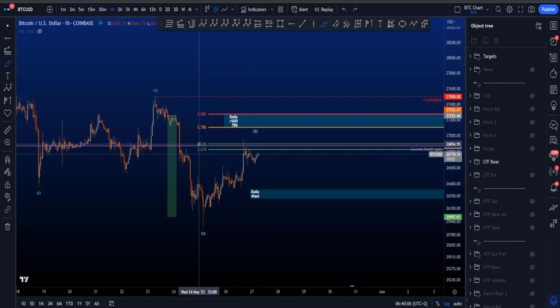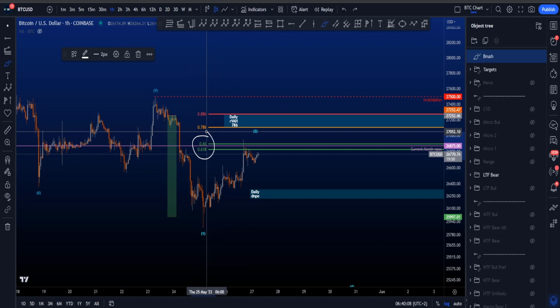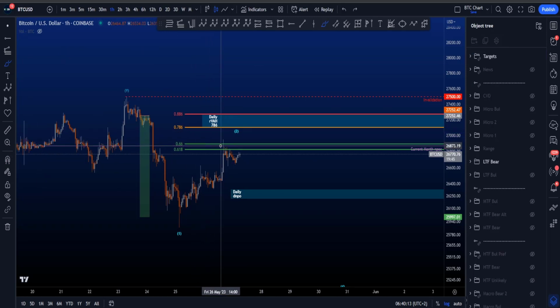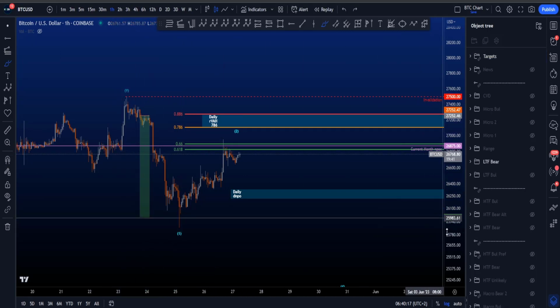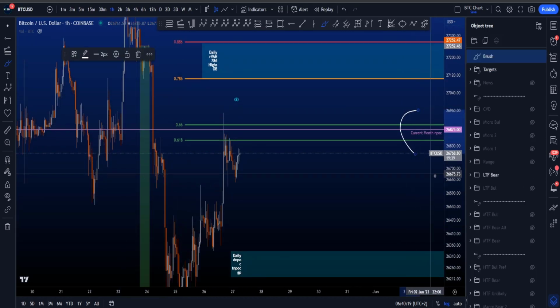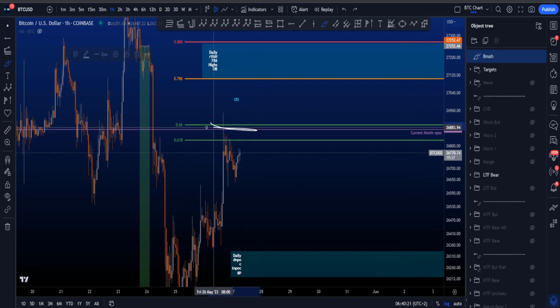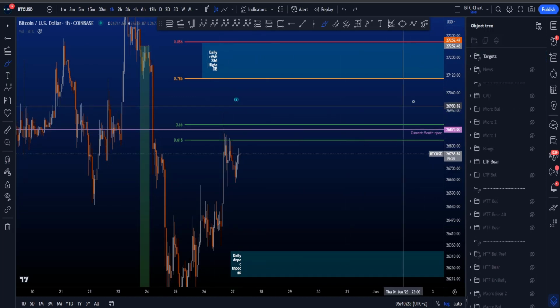We do have, of course, some resistance over here. Price is currently ranging around the golden pocket, which is one of the most common areas for the high of a potential wave 2, taken from the high to the low of 1. We also have the current monthly point of control of this month right at this level, which we got rejected by over here, as you can see as well.